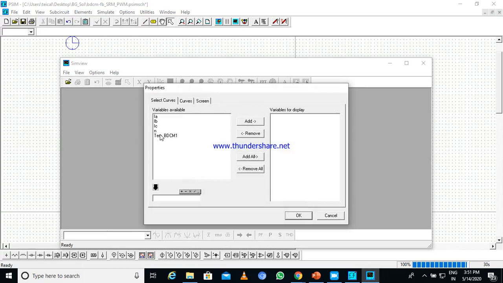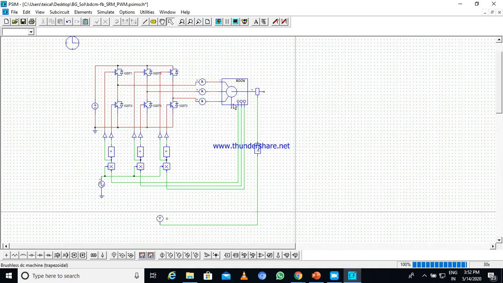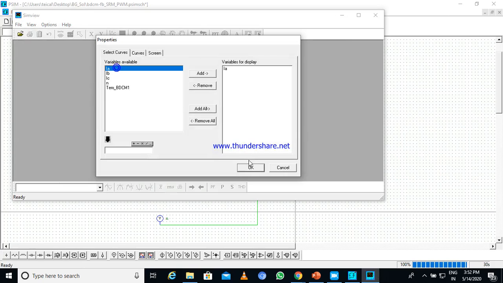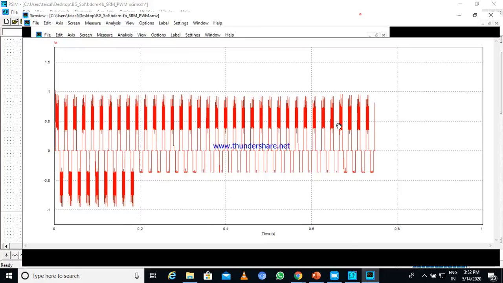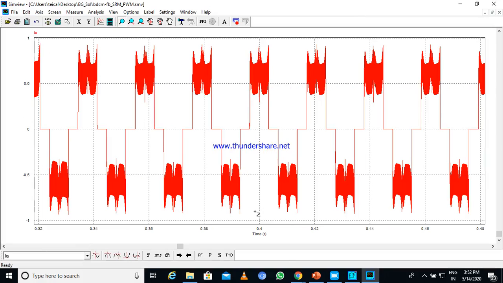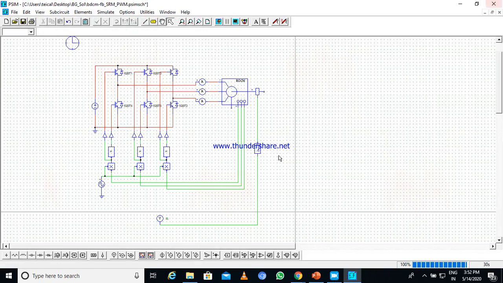But here the torque profile, this is the electromagnetic torque. You see, the torque profile is not good. I have not applied any load, it is running at no load. So anyway, the torque profile is normal, it will not be that good. And if you see the current profile, it is also not good. You will get a current like this. So this is all about it.